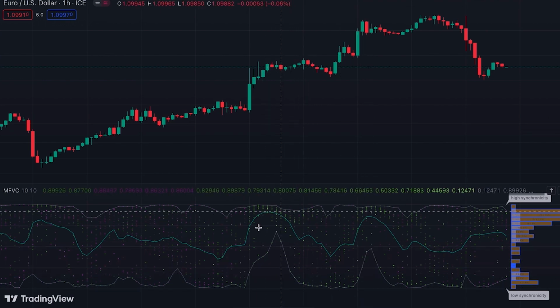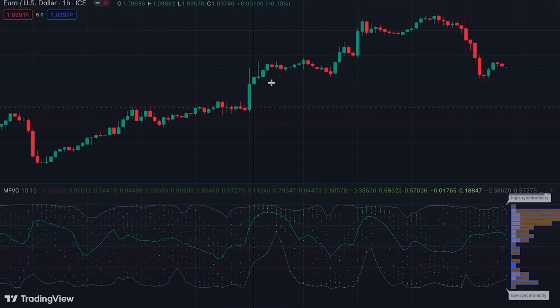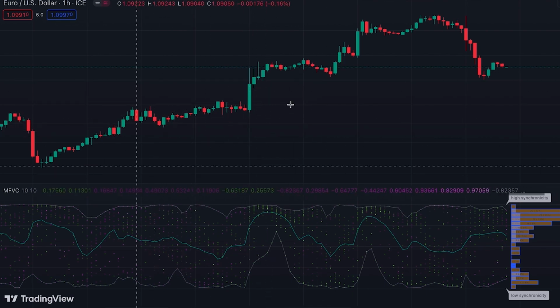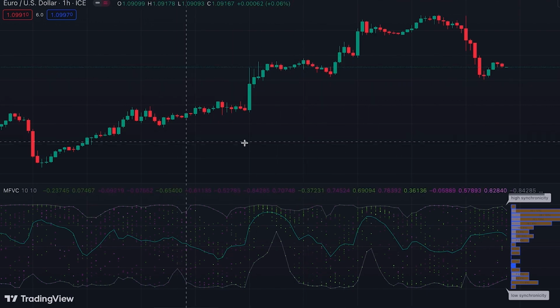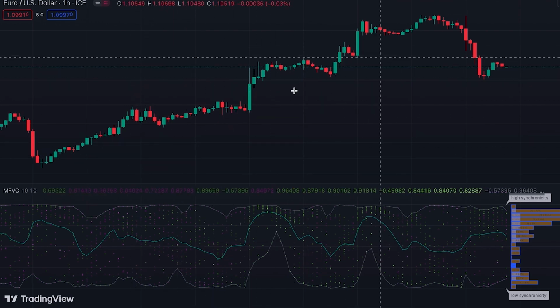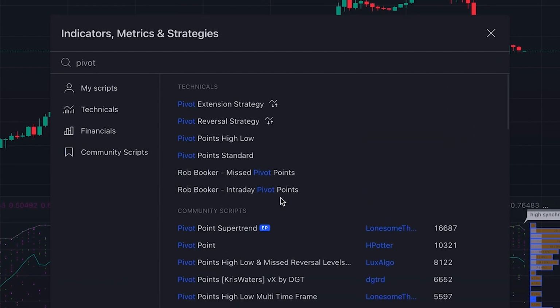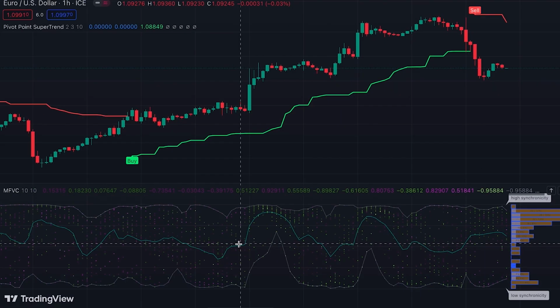For example, having more green dots in the top can show upside momentum, but it's better to identify the overall trend of the market by other tools. You can identify direction of the market with price action analysis, or for example with some indicators like pivot point super trend, this one. And then when you have crossing of this line above zero, which shows increased price volatility, then you can use it as confirmation for trade entry.